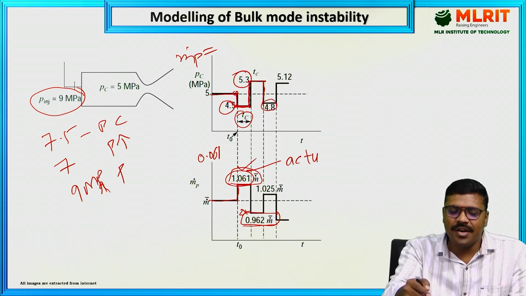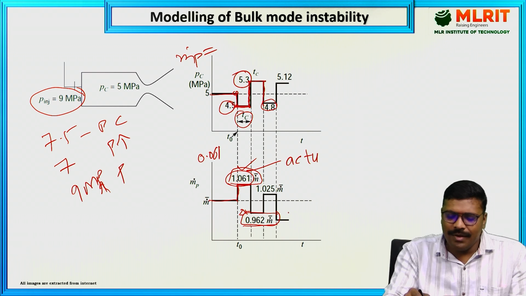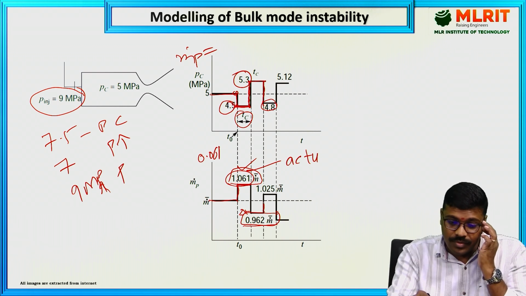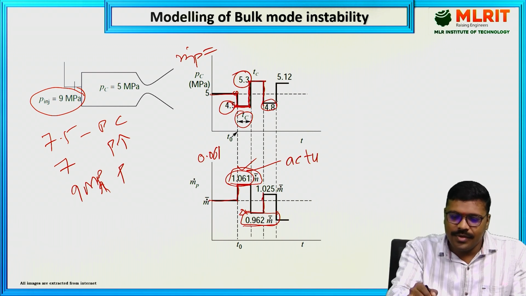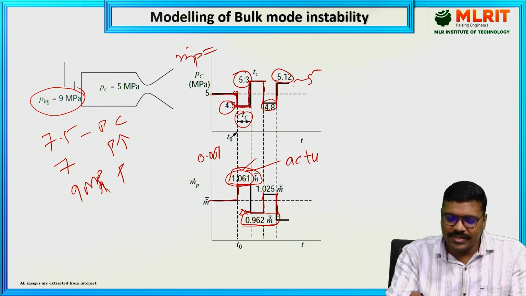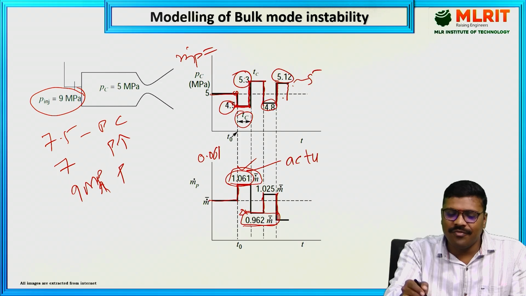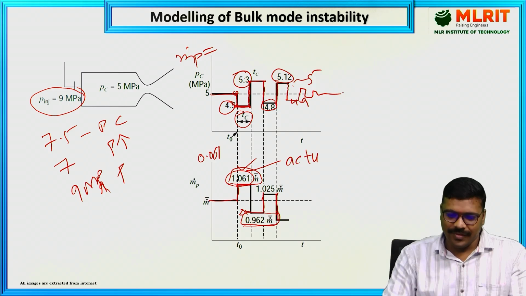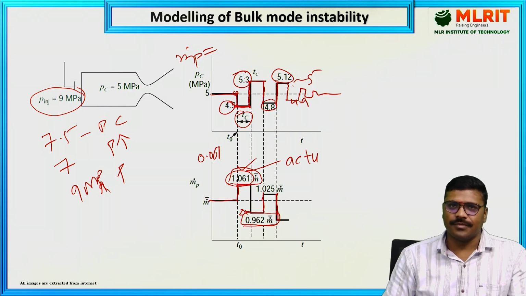So it is nearer to 5. Next, the mass flow rate increases again. You can see the increase in the pressure, but it is not 5.3. It is less than 5.3, so it is 5.12, almost near to 5. Next, the mass flow rate has decreased again, so the pressure will decrease, but it is less than 4.8, so it can be 4.9. So finally what happens? The oscillations decrease like this.